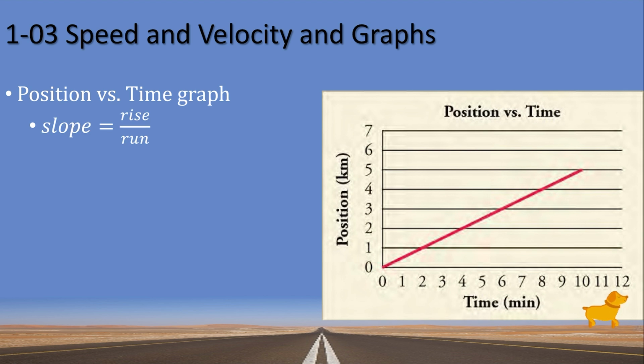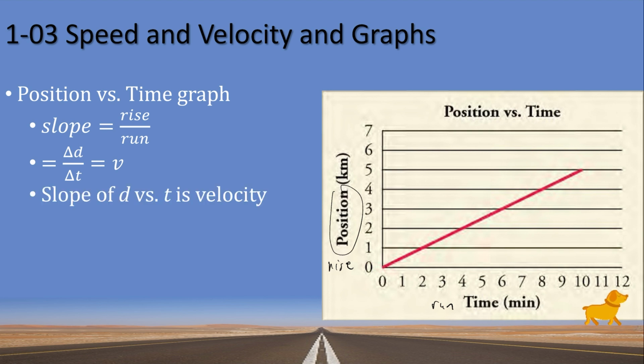Slope is rise over run. In this graph, the rise is our position and the run is the time. So it'd be our change in position over our change in time. Oh, change in position over change in time is velocity. So the slope of a position versus time graph is the velocity. So I just look at this graph, find the slope of it, and that would tell me how fast the dog goes.